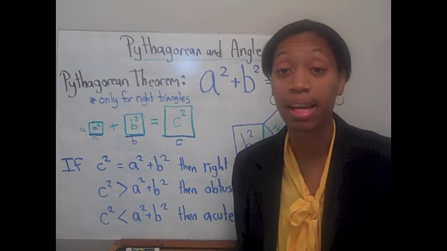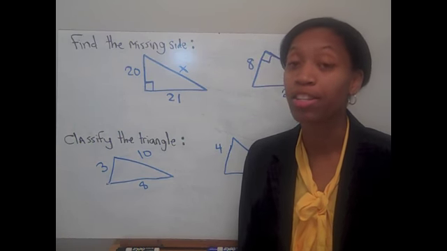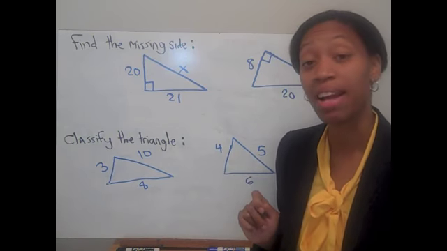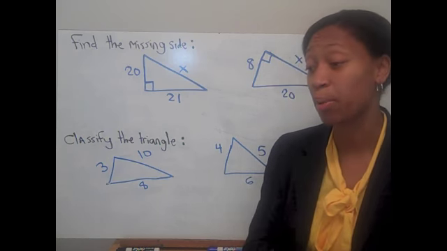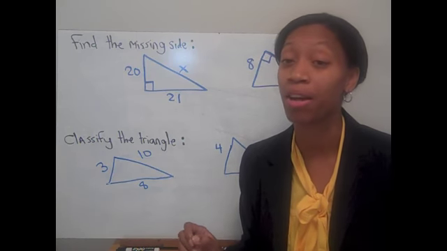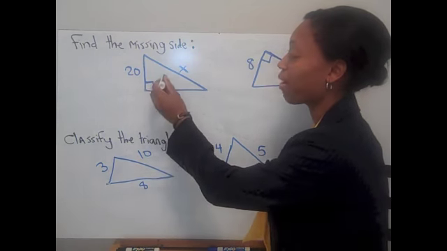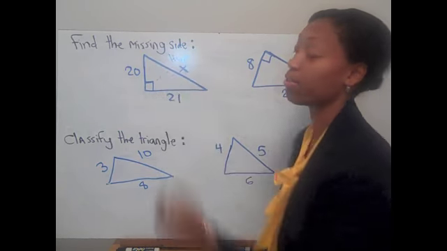Let's look at some examples. Alright, let's see if we can use the Pythagorean theorem to find the missing side of this triangle. The first thing I need to do is figure out which side is my hypotenuse, because I need to say a squared plus b squared equals c squared, and that c needs to be the hypotenuse. So here's my 90-degree angle. Coming straight across from that 90-degree angle, I can see that this side must be the hypotenuse.